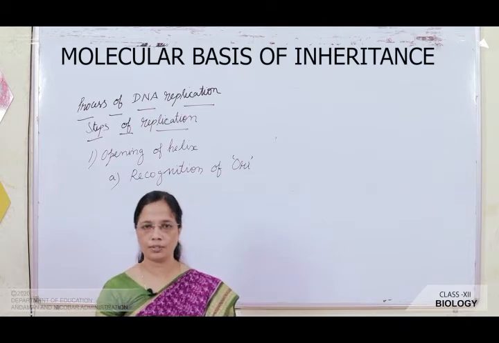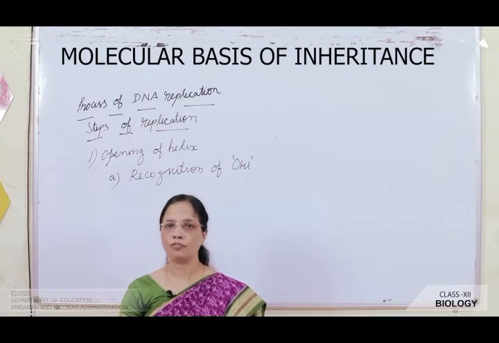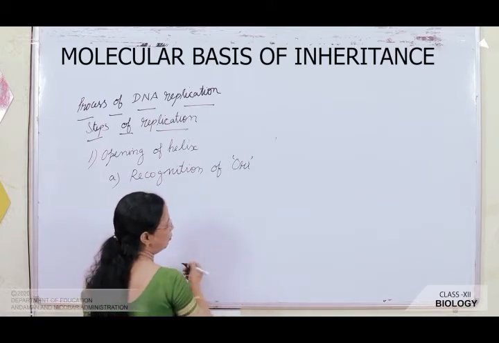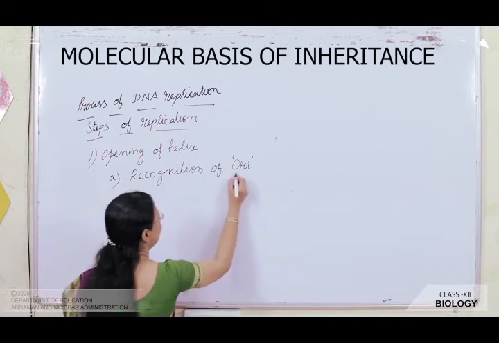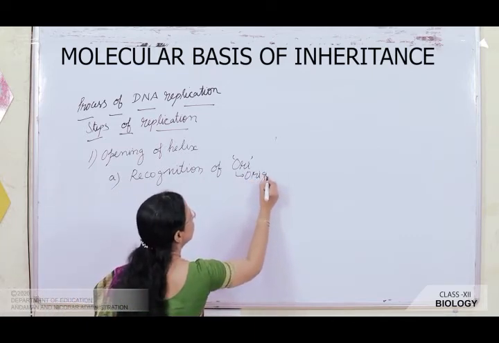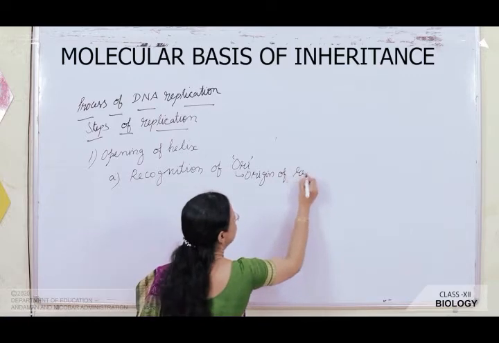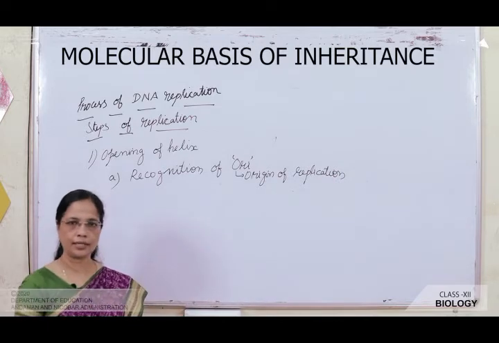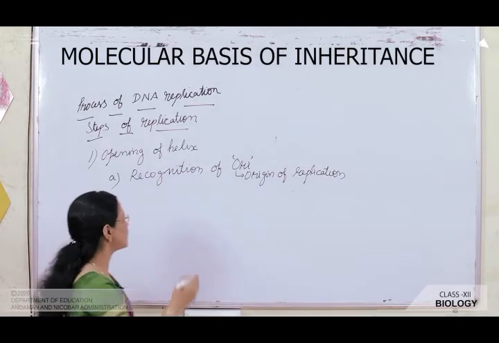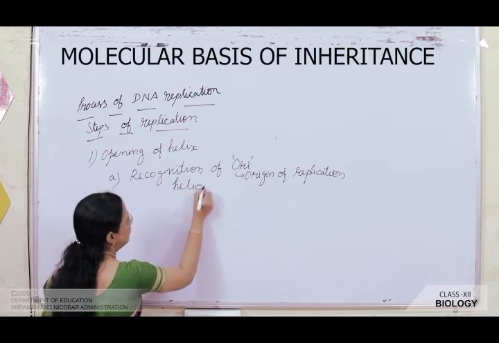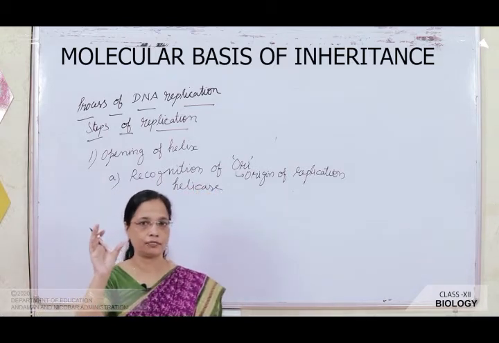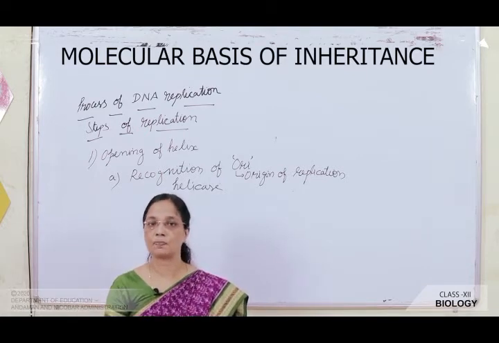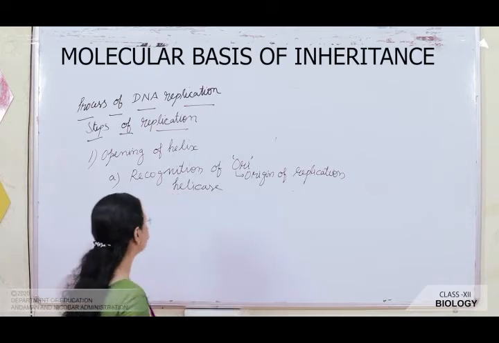In prokaryotes, there is only one origin of replication. But in eukaryotes, there are more than one origin of replication. So, what is ori? Ori means origin of replication. This origin of replication is recognized by which enzyme? Helicase enzyme. Helicase enzyme binds at the region of the ori and starts to break the hydrogen bond which is present between the nitrogen bases.